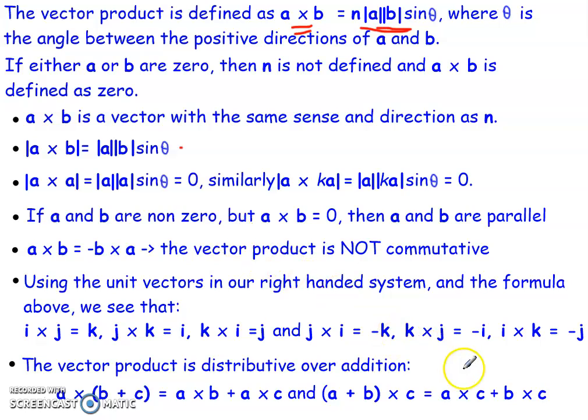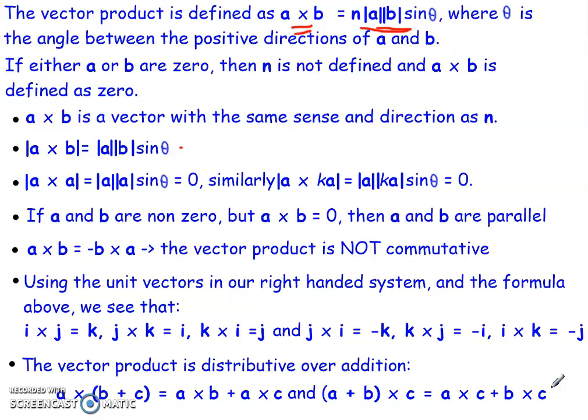However, if you look at this last point here, it's still distributive over addition. So if we were to take A cross the vectors B plus C, that would be the equivalent of doing A cross B plus A cross C. Similarly, if we were to do A plus B and then take the cross product with C, that would be the same as doing A cross C plus B cross C. So it is distributive over addition, it's just not commutative in terms of being able to swap the vectors round. I'll show you why in just a second, but the way to remember it is essentially it changes the direction of our normal to point the opposite way.